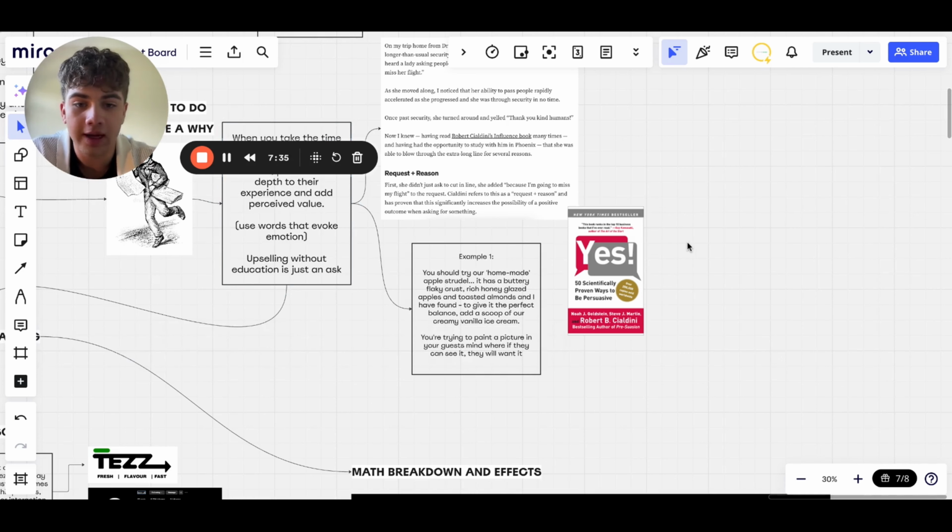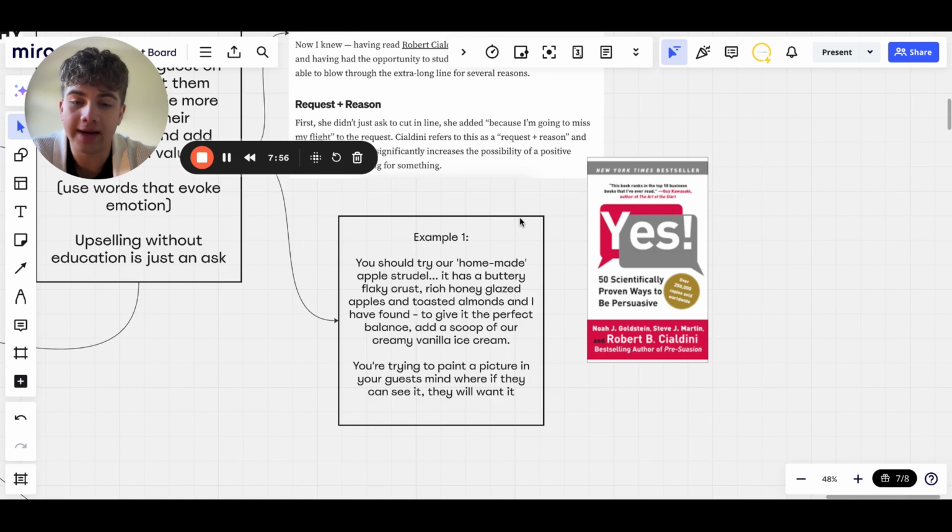So, an example here would be: try our homemade apple strudel. It has a buttery, flaky crust, rich honey glazed apples, and toasted almonds that I have found work perfectly to balance with a scoop of our creamy vanilla ice cream, right? And this is what I mean.